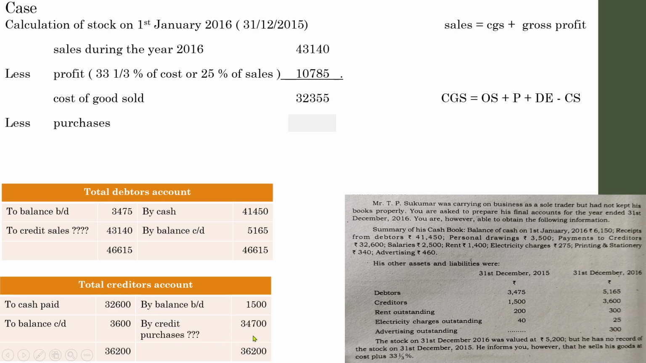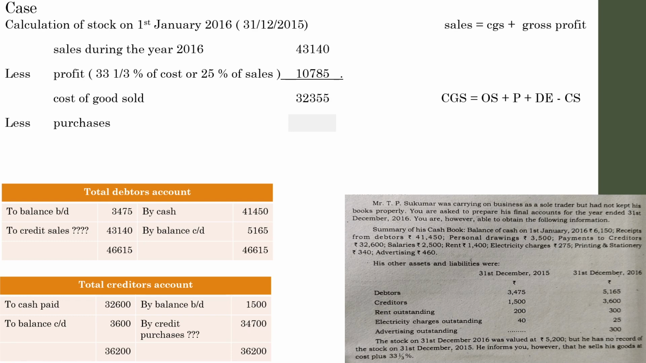So why do we prepare the total creditors account? In order to find purchases, so that we can substitute in this equation. Substituting in this equation, purchases means total purchases. In the question we have no information regarding cash purchases, so we can assume that during the year the total purchases was 34,700 and all the purchases was on credit.